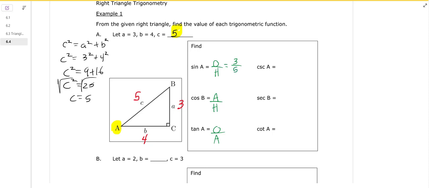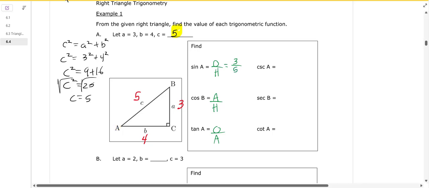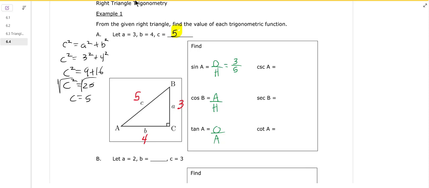If we want now to look at the cosine of B, everything changes. Now the side opposite becomes 4, the side adjacent becomes 3, and the hypotenuse is 5. So the cosine is adjacent, which is 3, over the hypotenuse 5. And this will always be the case if you do the sine of A and the cosine of B.